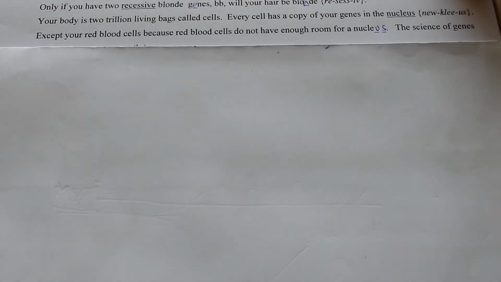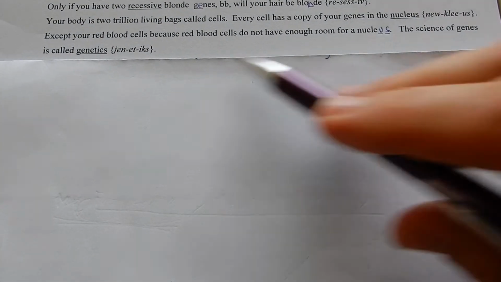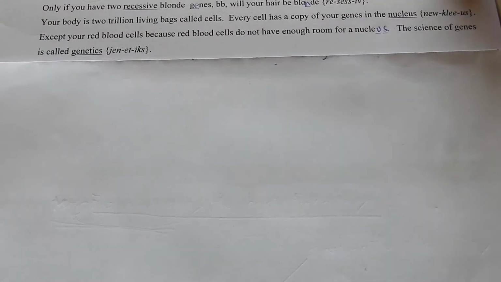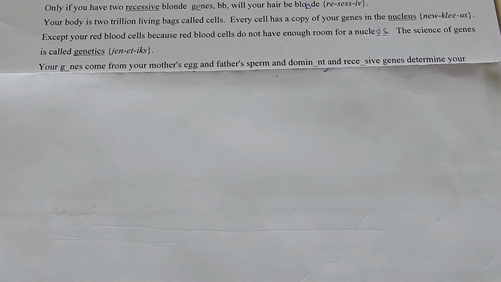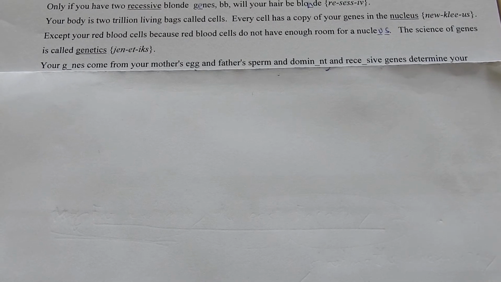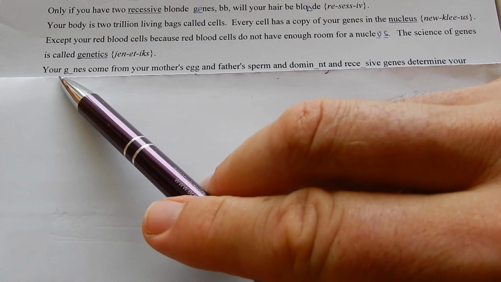The science of genes is called genetics. Genetics. Yeah, Mendel started genetics. Your genes, he was using peas. He was a priest, he was told to grow loads of peas, and he made up science using peas.